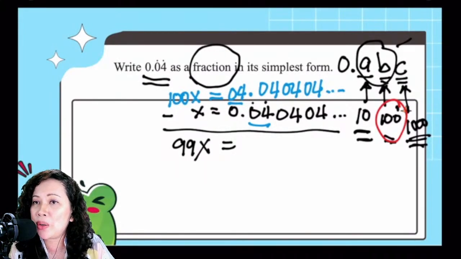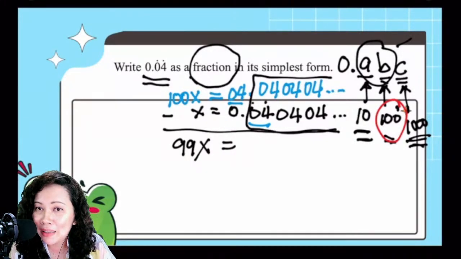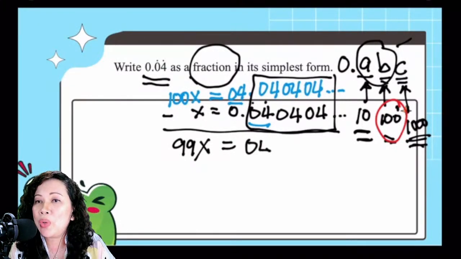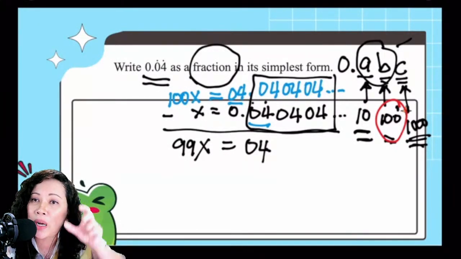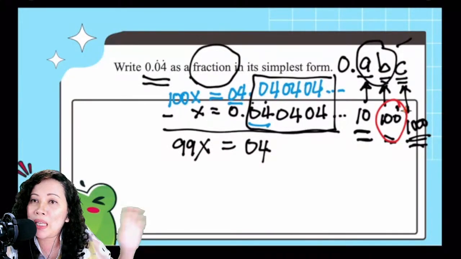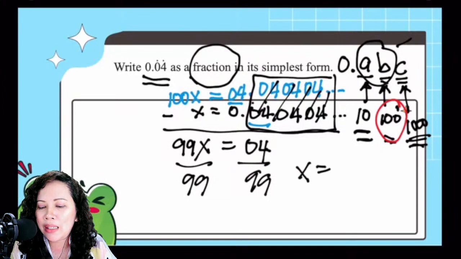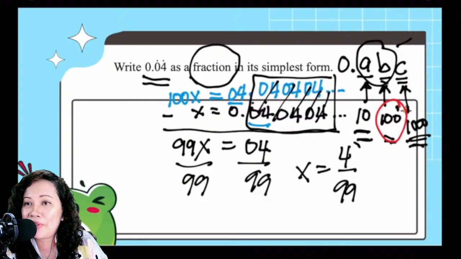04.040404 minus 0.040404. The whole decimal part here will be 0, cancelled. So you'll only have 04, which is your whole number. That's the purpose of moving it out, so that everything here will be 0, 0, 0, 0. Then you transfer the 99. Therefore, our x will be 4 over 99. That's our final answer.